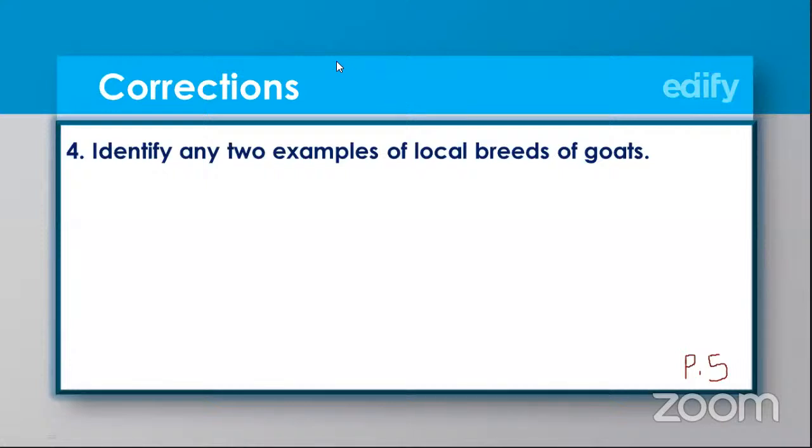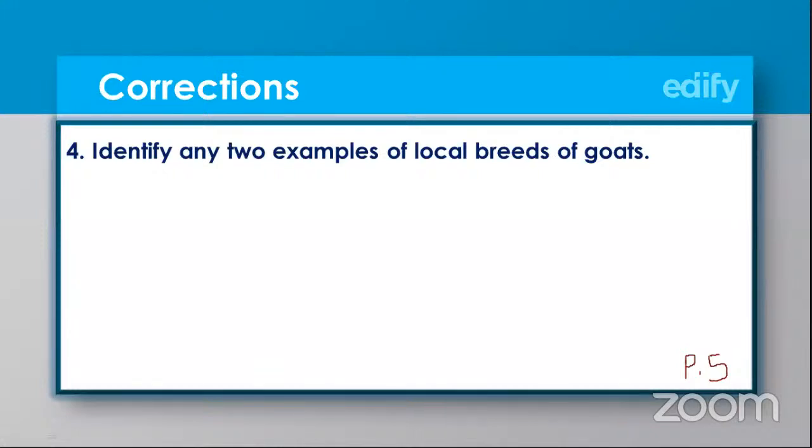We have Macklin. I want you to come and tell us the answer you have written. Macklin, can I get you? Yes, Macklin, can you tell us one of the examples?